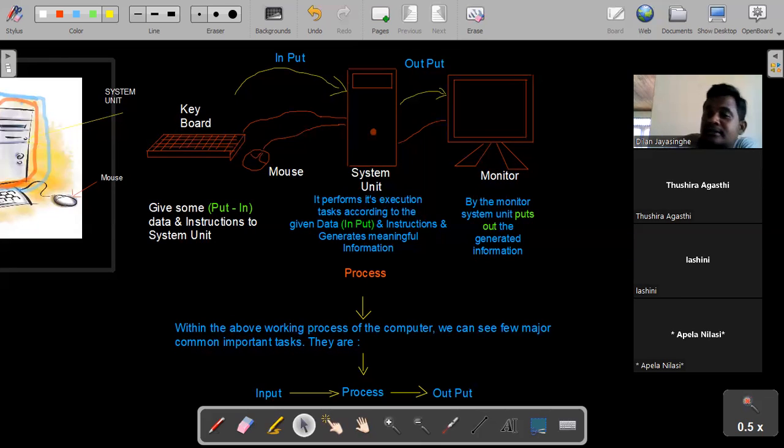How is the progress? Finish? Or still doing? No, sir. Okay, do it.